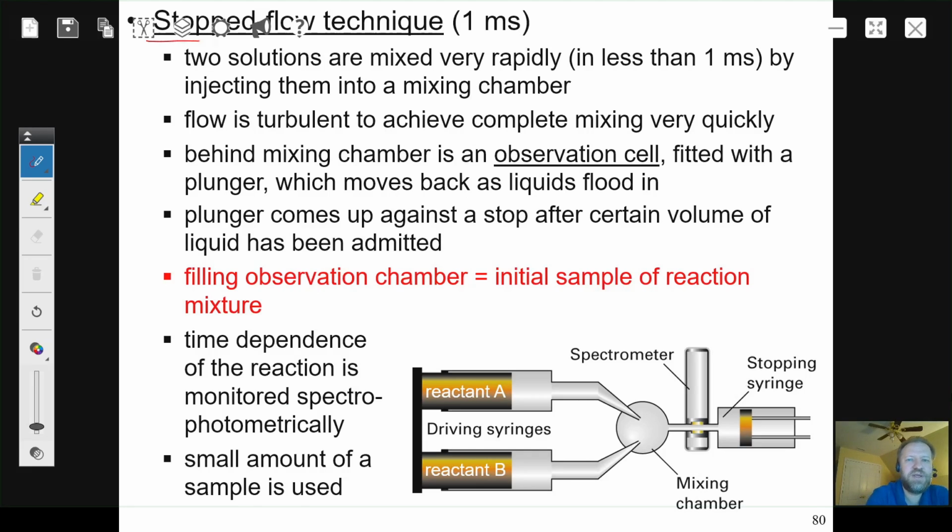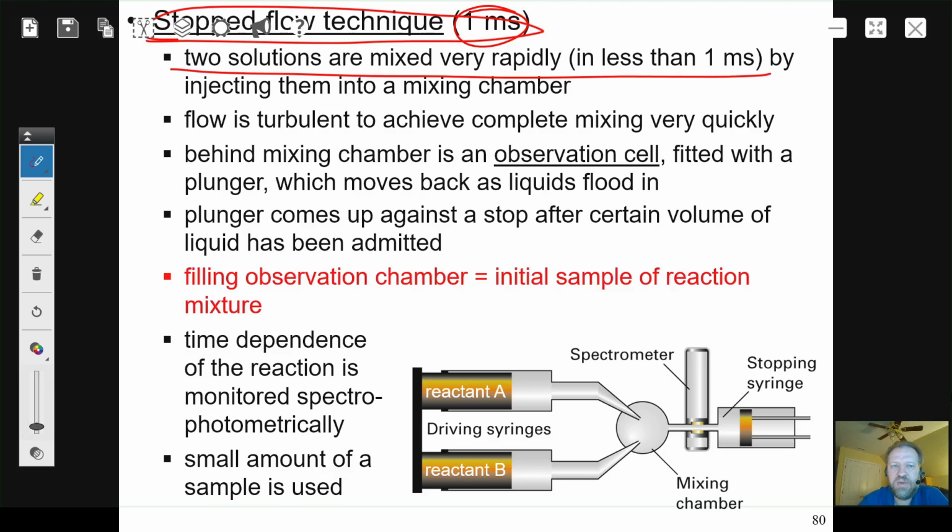The stop flow technique is basically a modification of the flow method that allows us to study faster reactions. We're talking on the millisecond time scale. The initial step is very similar to that of the flow method. Two solutions are mixed very rapidly, in less than 1 millisecond, by injecting them into a mixing chamber.